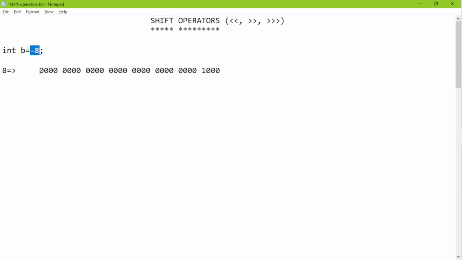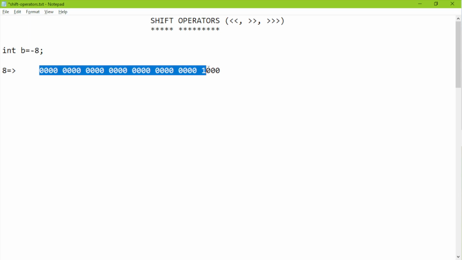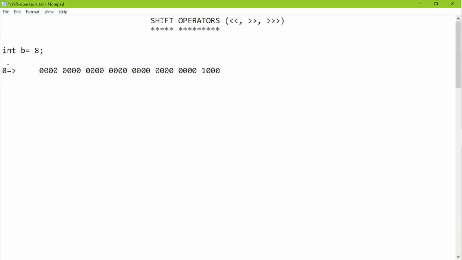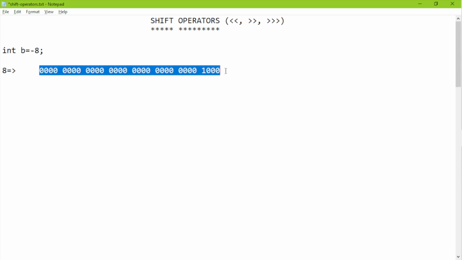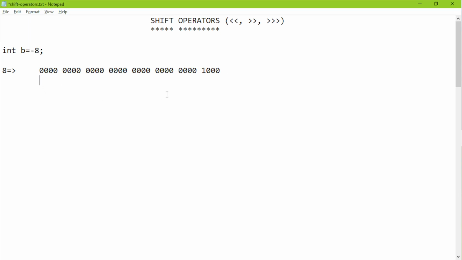As we know how to convert a number into a binary value, we have got the binary value for 8. From this we have to get the binary value for -8. For -8 we have to do two steps. First we have to take the inverse of this number. Inverse means all 0s will be converted into 1s and the 1s are converted into 0s.